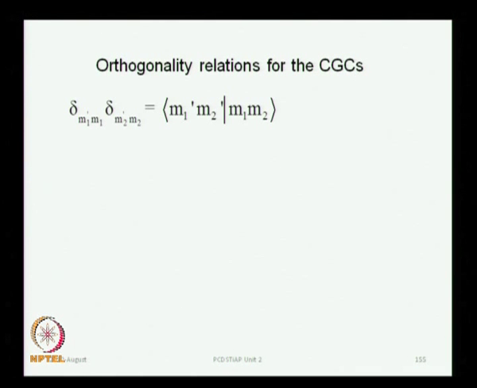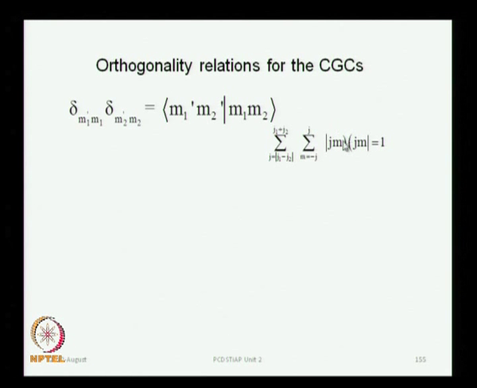There are other properties which are very useful, the orthogonality relations of the Clebsch-Gordan coefficients, and you can already see that since you have an orthonormal basis set, you have an orthogonality between the M1 prime index and M1, and M2 prime and M2, but you can also plug in a unit operator in between. Now, when you do that, this is a unit operator which is the resolution of unity in the basis, which is the basis of the coupled angular momenta.